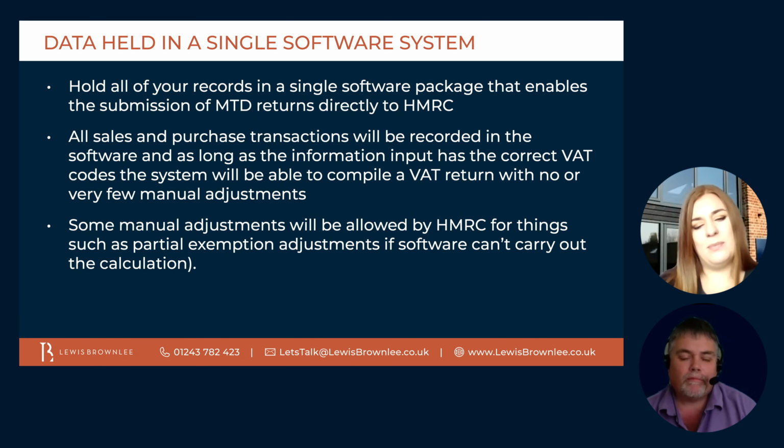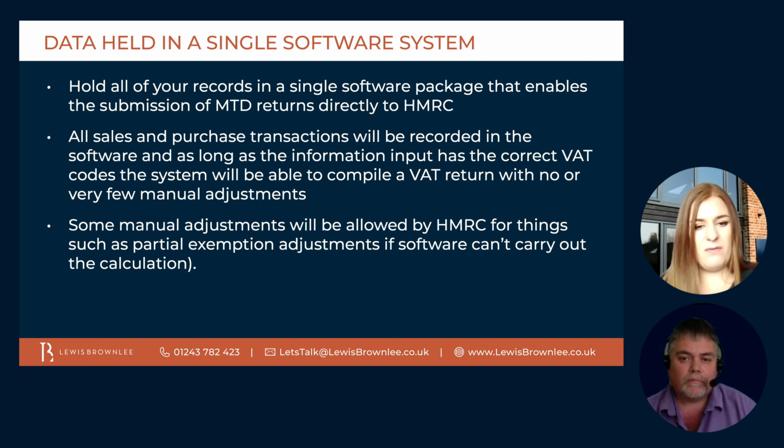So one of the most simple ways to meet these requirements is keeping all of your records in a single software system that enables the submission of these Making Tax Digital returns directly to HMRC. So these are systems such as Xero or QuickBooks Online. All the sales and purchase transactions will be recorded in this software, and as long as the information that's been input has the correct VAT codes, the system will be able to compile a VAT return with no or very few manual adjustments.